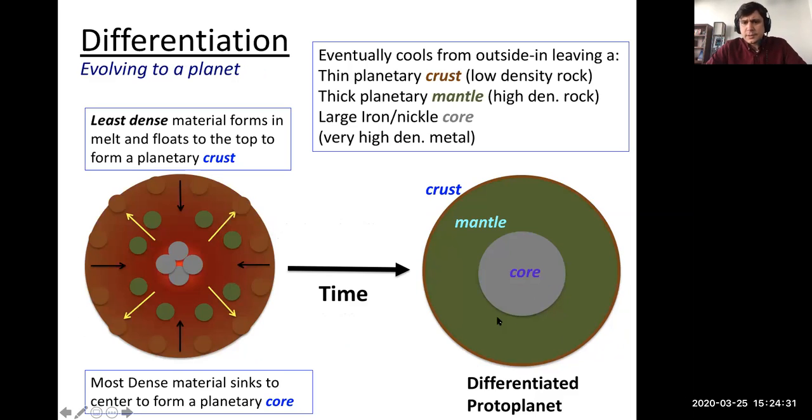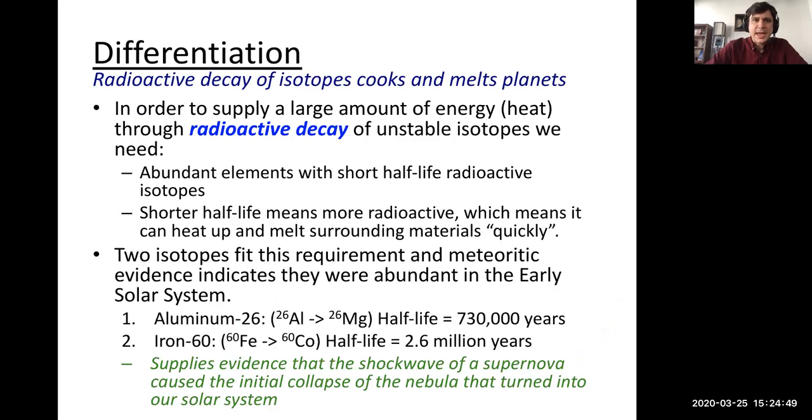So here we have a high density metal core. Then we have a high density rock mantle, a low density rock crust. We have a differentiated protoplanet. We have done good work. And let's go ahead and review how we got here and add in a little bit of nuance to the story.